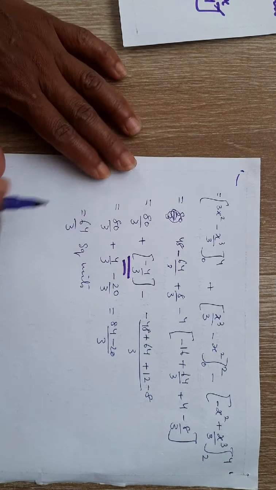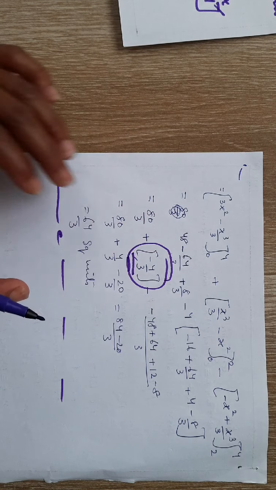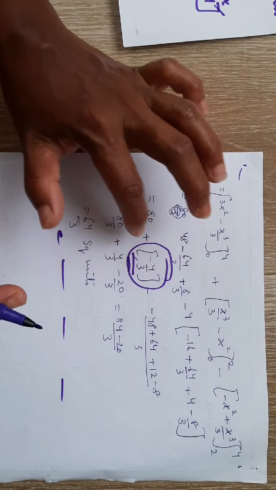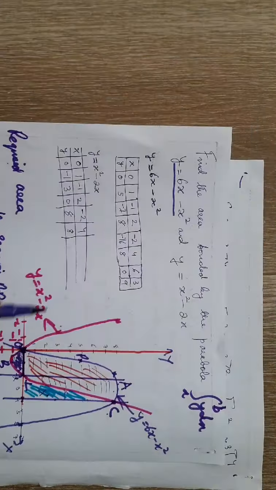I have already mentioned regarding this one, why we take the positive value of 4 by 3 instead of minus 4 by 3, because since area is a positive quantity, that's why we consider it as plus 4 by 3. Hope it is clear now how to find the area bounded by the parabola y is equal to 6x minus x square and y is equal to x square minus 2x.